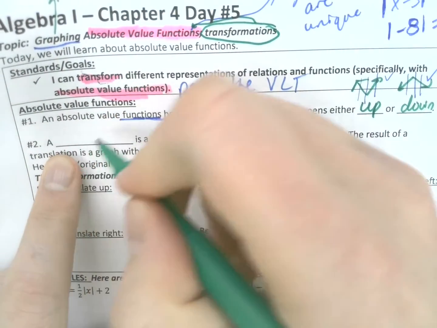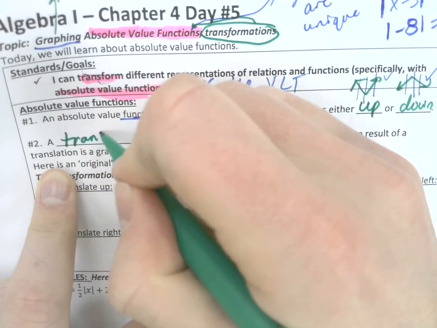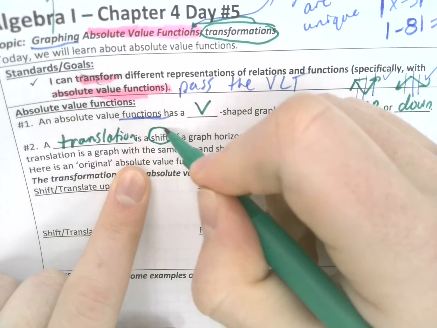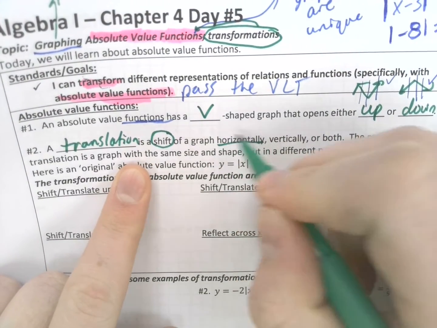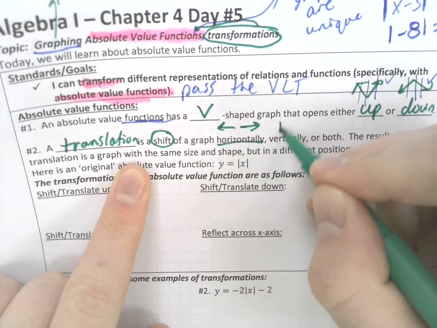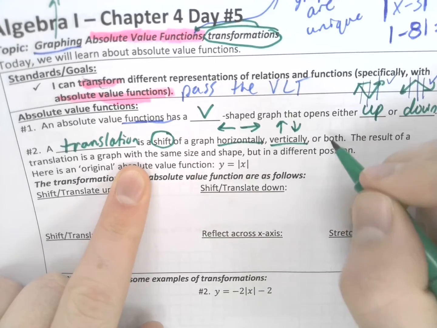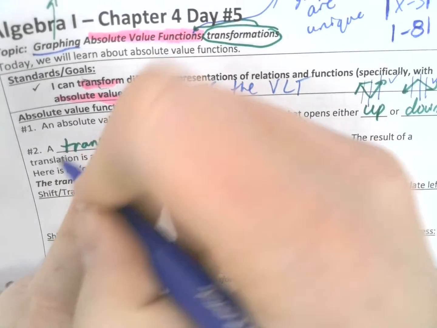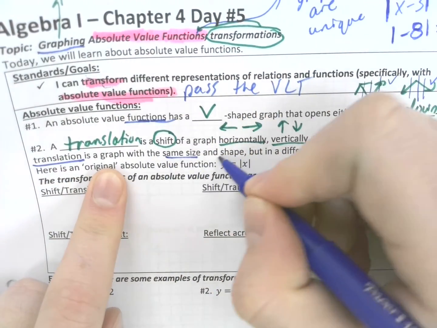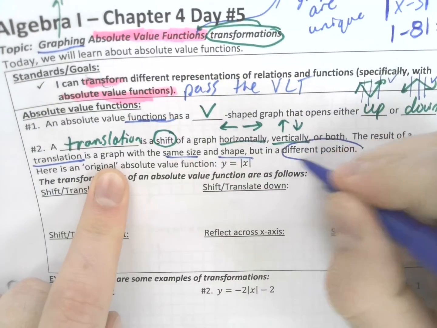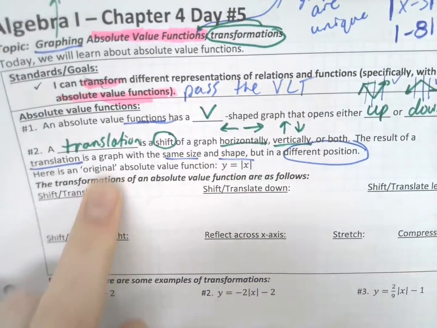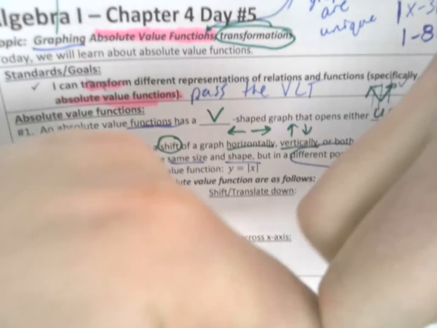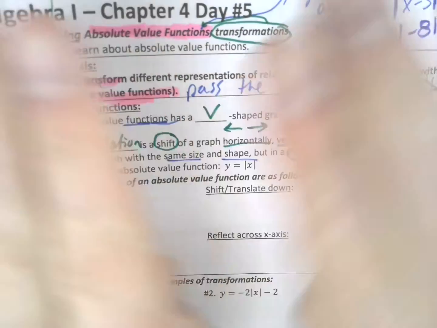Now, a translation is a shift. It's when you move horizontally, that means left or right, vertically, that means up or down, or both. The result of a translation is a graph with the same size and same shape, but in a different position. So when you translate, you move left, right, up, down. You could potentially flip it, but we don't make it bigger, we don't make it smaller.